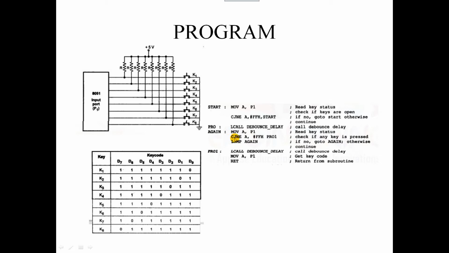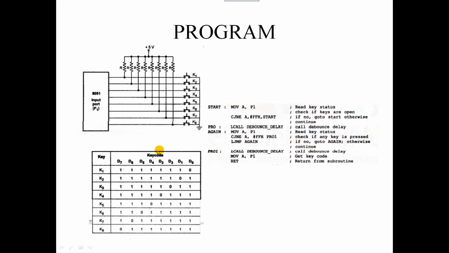If it is not pressed, it will go on checking whether the key is pressed. If it is pressed, it will come for taking the data. Taking the data is done after getting the delay. So we will call the delay, and the particular data stored in the P1 port register is transferred to the accumulator. So the accumulator will have the data of which key is being pressed.